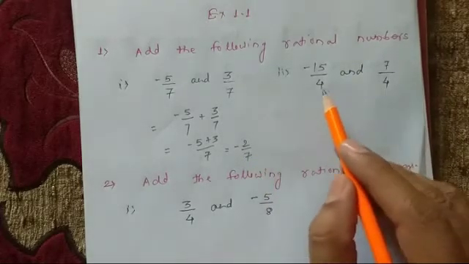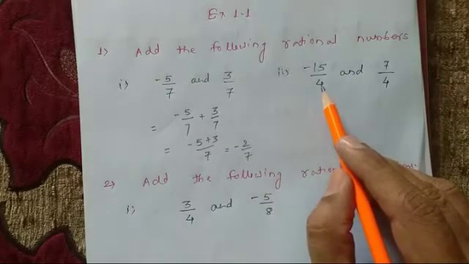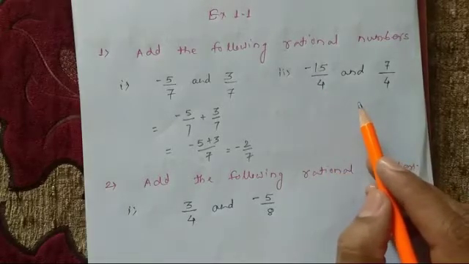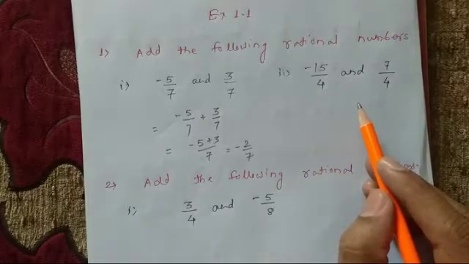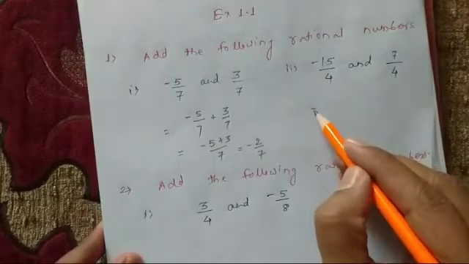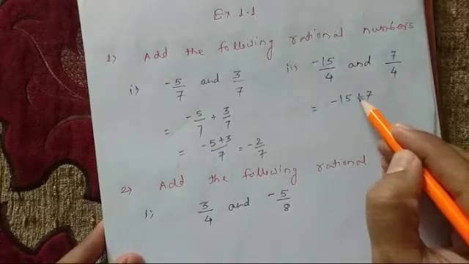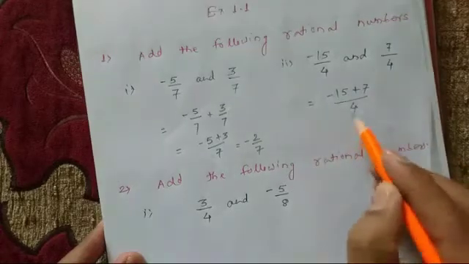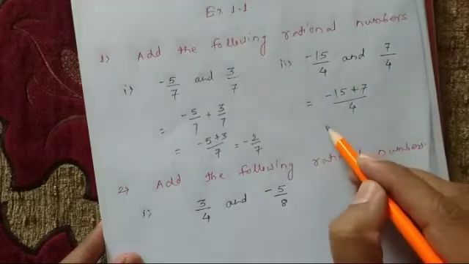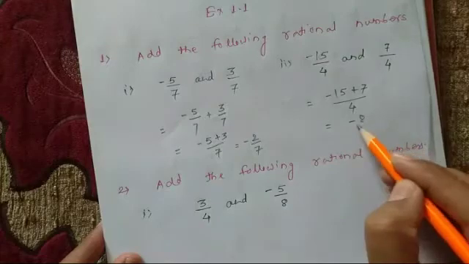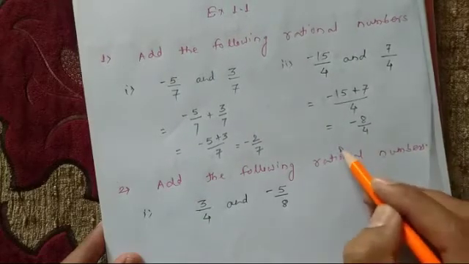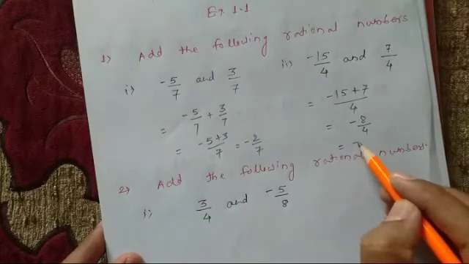Next, we have to add minus 15 upon 4 and 7 upon 4. Here also denominators are same, so we have to just add the numerators. Minus 15 plus 7 upon 4. Minus 15 plus 7 is minus 8 upon 4, and the final answer will be minus 8 upon 4, means minus 2.